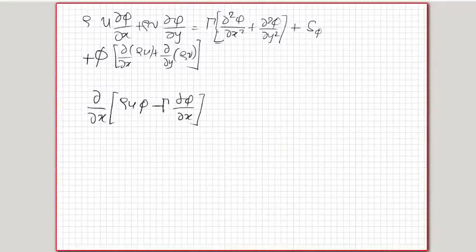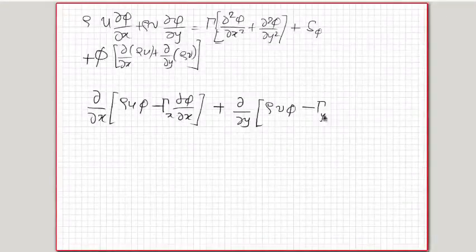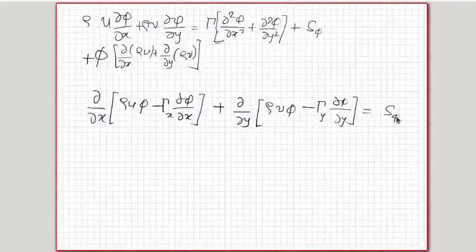This is one part of the equation that I get, plus the other part is del by del y of rho v phi minus gamma. If I call this gamma x and gamma y, in order to allow these two values to be different, then it will be del phi by del y is equal to S phi. This is the general form of the equation.